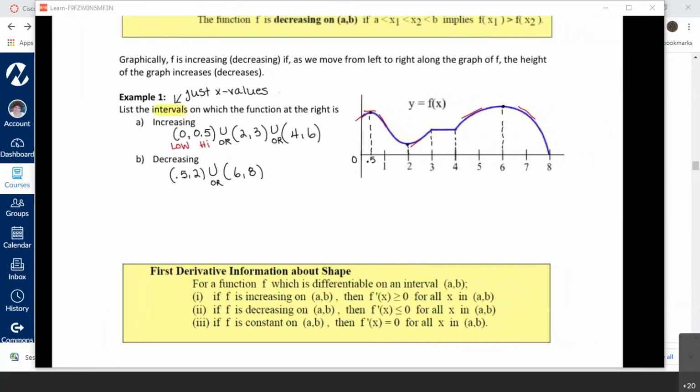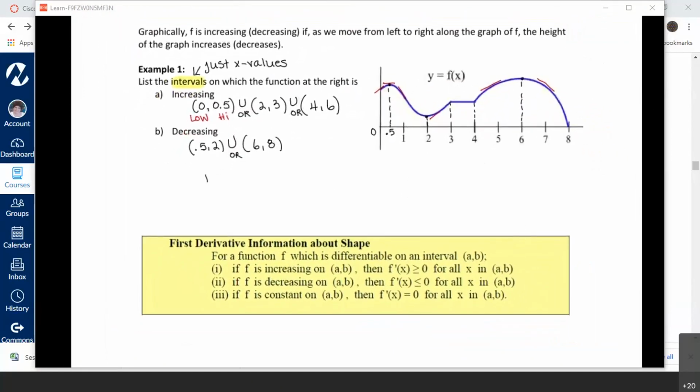So now you're probably thinking, hey, she left out a bit. She left out the bit between 3 and 4. If I look at 3 and 4, the function is constant on that interval.